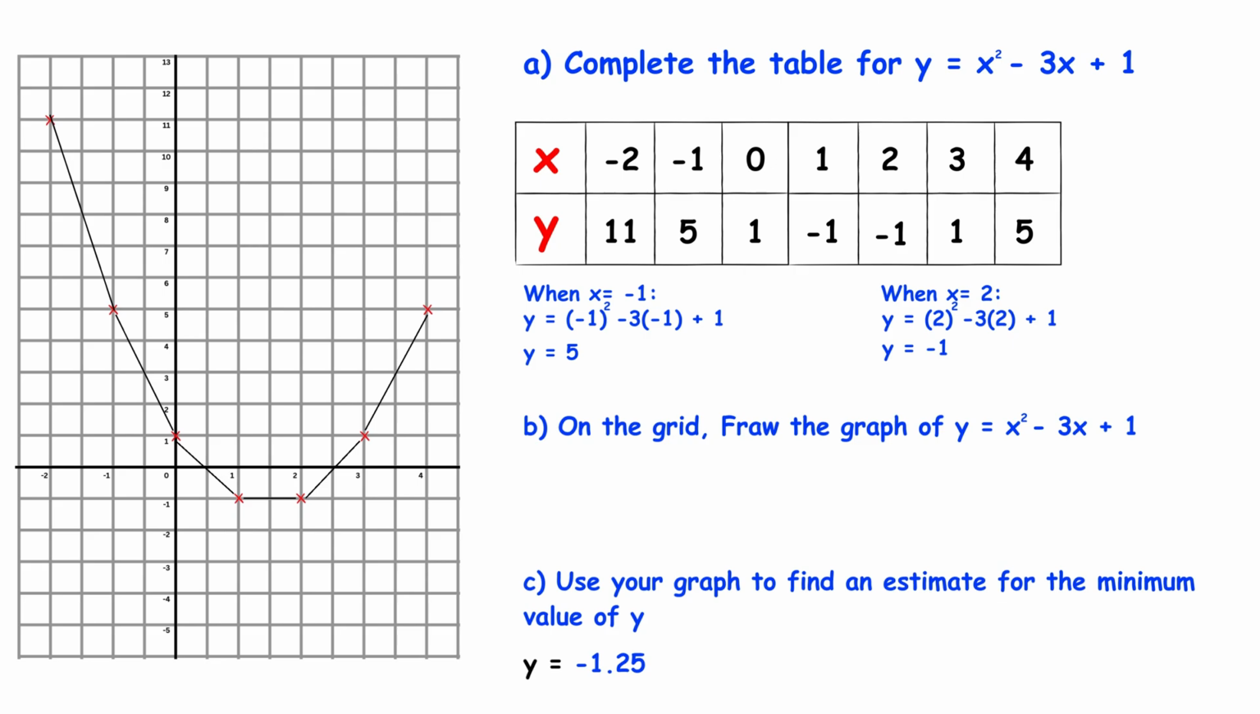The last thing we need to do for this question is estimate the minimum value of y. If you look at our curve, you can see that the lowest point that the curve gets to is down here. So to find the minimum value of y, we just need to find out what the y value of this point is. So using a ruler, we can draw a line over to the y-axis, and we can see that the y value is somewhere between minus 1 and minus 2, and the question says we only have to estimate. So we might estimate something like minus 1.25. So we put y equals minus 1.25 as our answer.